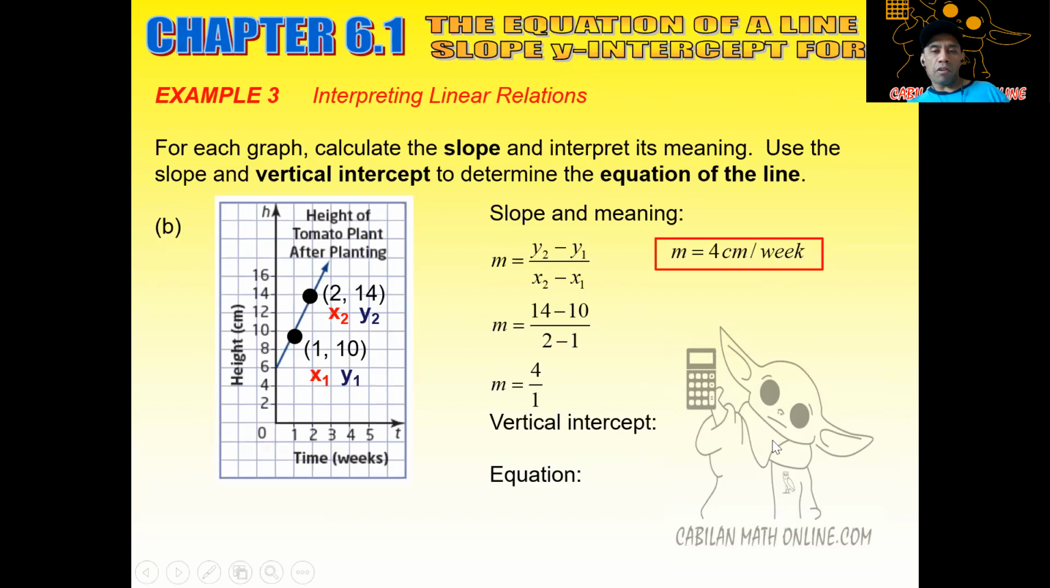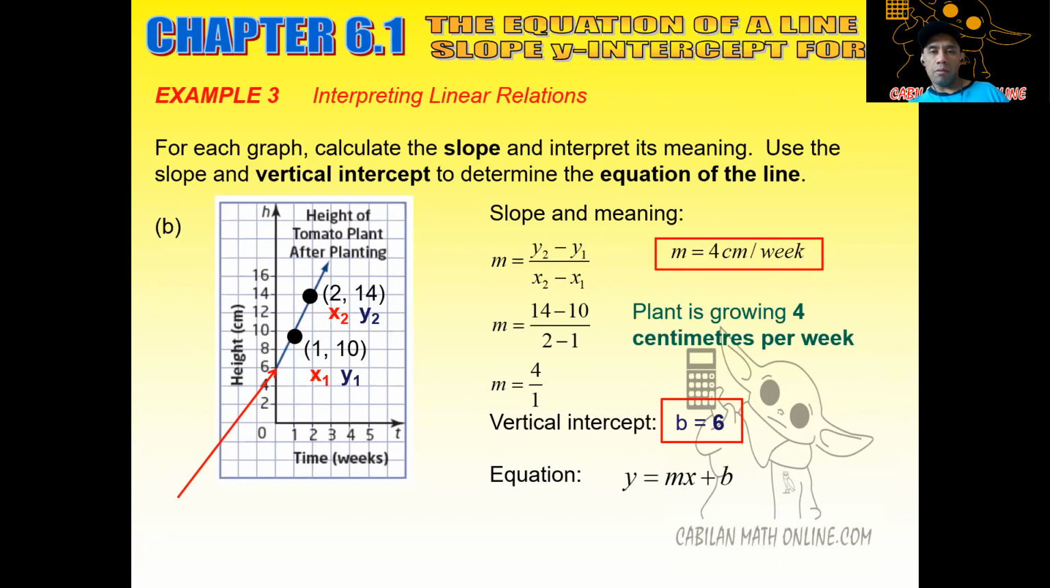Now you can see the vertical intercept. We have to see where this line touches the vertical axis, or the y-axis, which is actually an h over here. And as you can see, it's going to touch the y-axis at 6. So putting it into the equation of y equals mx plus b, we're going to replace the 4 in for the m, and the 6 in for the b. So the equation of this line for this particular question will be y equals 4x plus 6.